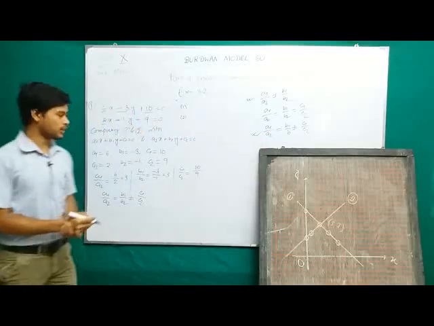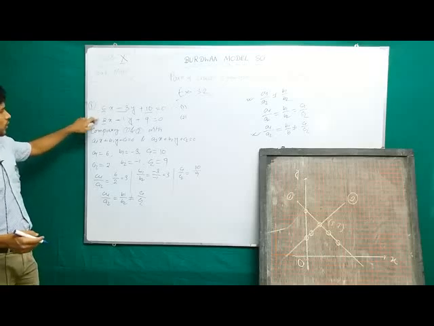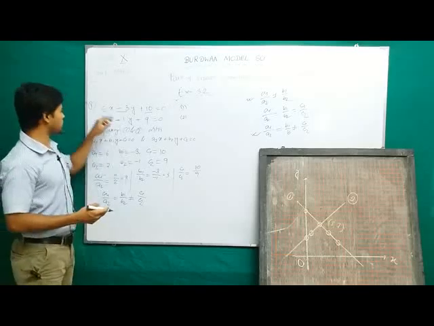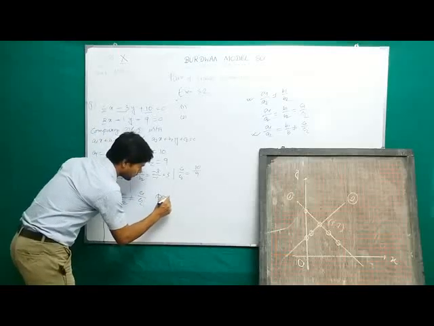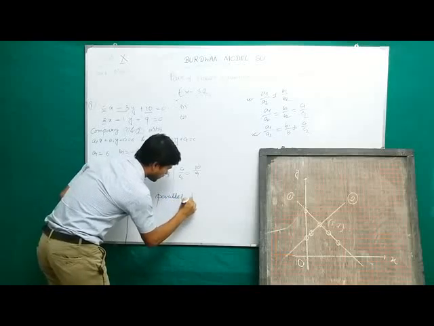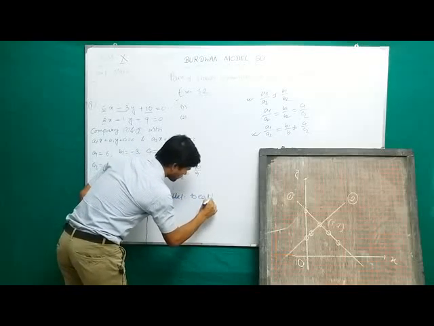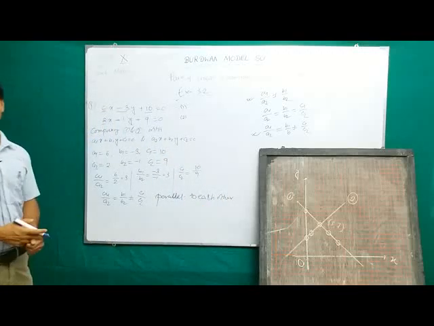That means we can say that the given pair of linear equations are parallel to each other. The given pair of equations are parallel to each other.